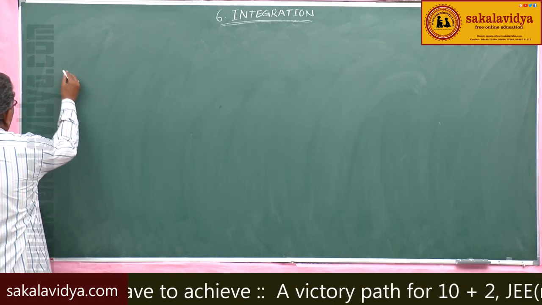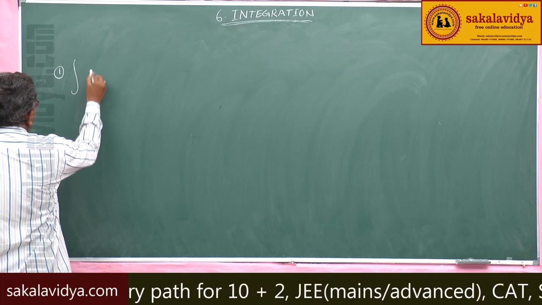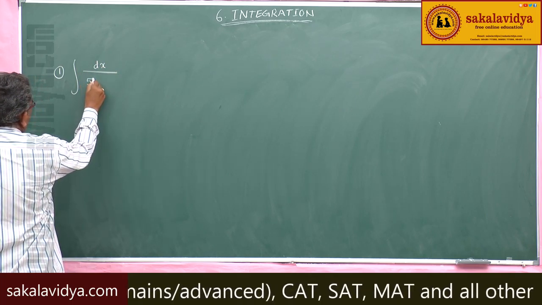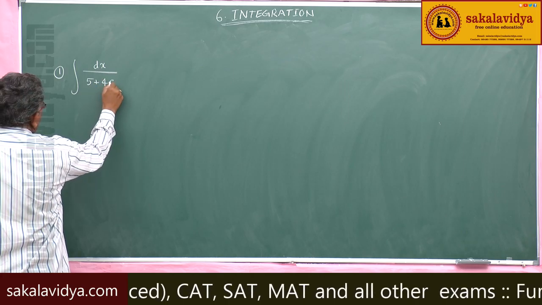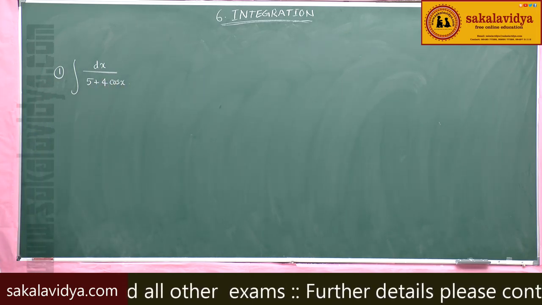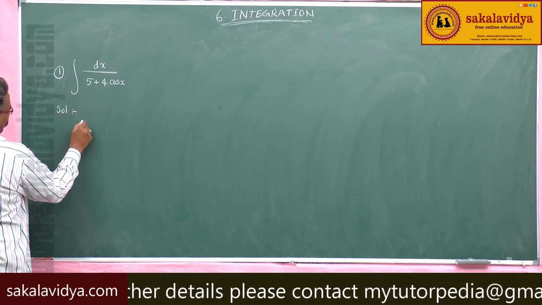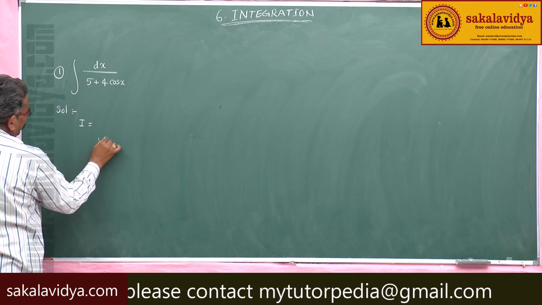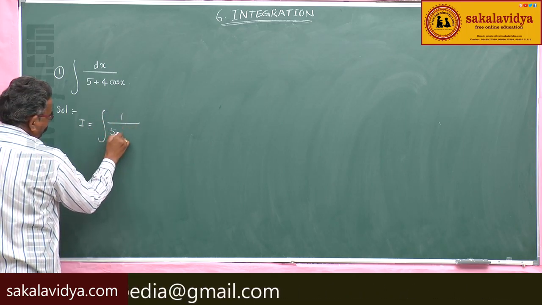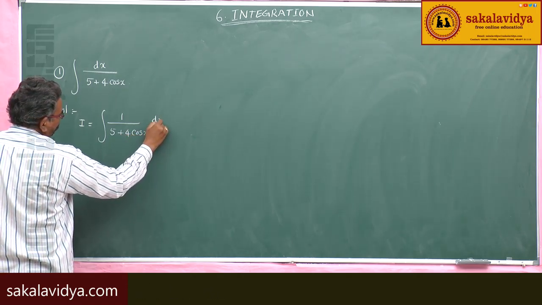So, example problem. Evaluate integral dx by 5 plus 4 cos x. Now I is equal to integral 1 by 5 plus 4 cos x dx.